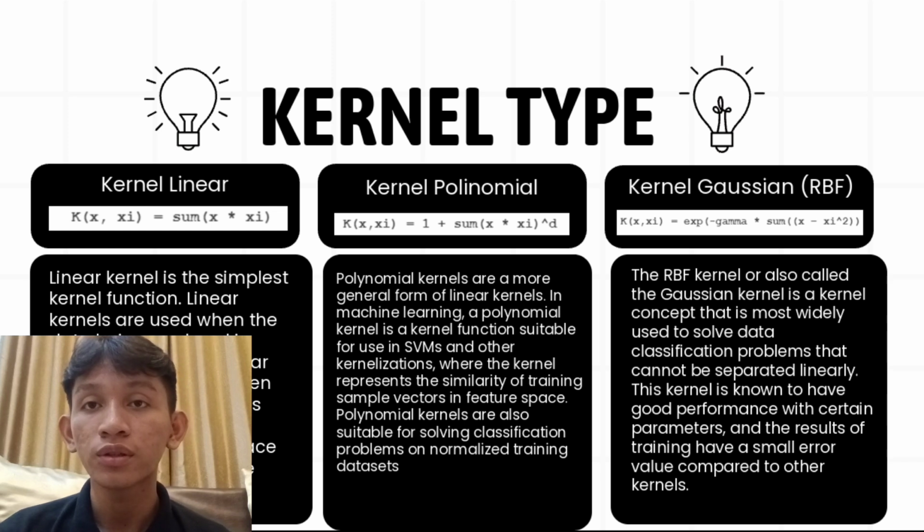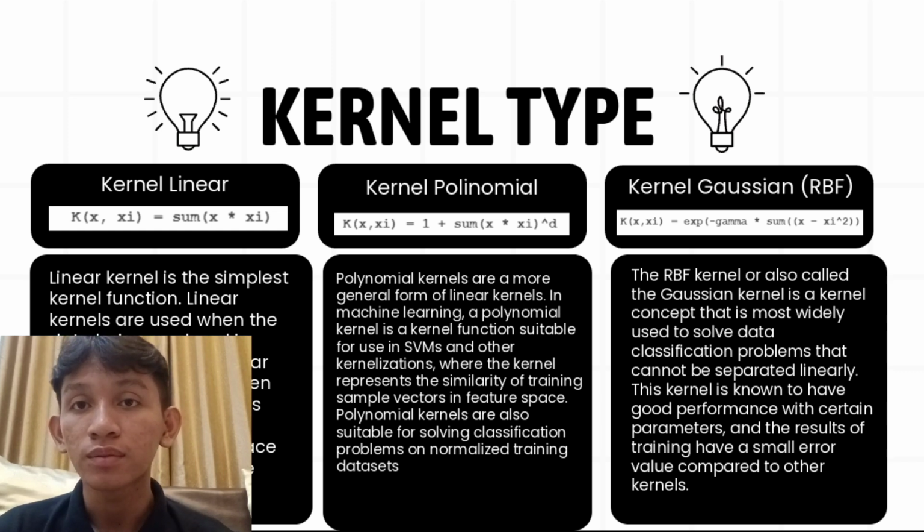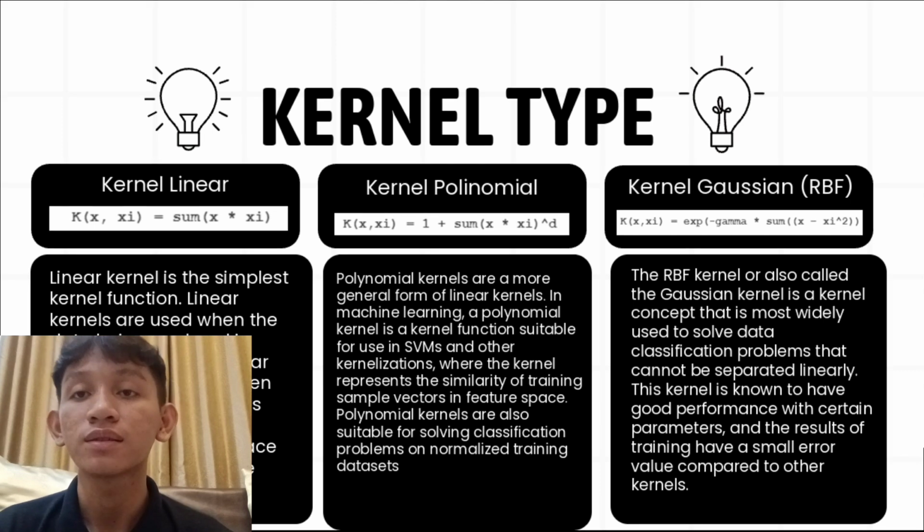Next, kernel: Gaussian RBF. The RBF kernel, also called the Gaussian kernel, is the kernel that is most widely used to solve data classification problems that cannot be separated linearly. This kernel is known to have good performance with certain parameters, and the result of training has a small error value compared to other kernels.